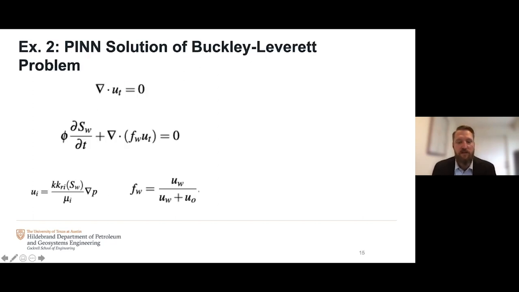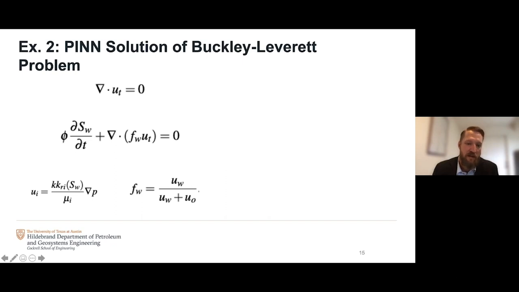My next example is, I think if you're a petroleum engineer and you went through a petroleum engineering curriculum and you took some courses in reservoir engineering, if you didn't learn anything else, you probably learned the Buckley-Leverett problem, right? So certainly here in our UT curriculum, we have three courses in reservoir engineering, and I think the Buckley-Leverett problem is covered in all three of them to some extent. So the Buckley-Leverett problem is often used to validate codes because it does have a semi-analytic solution.